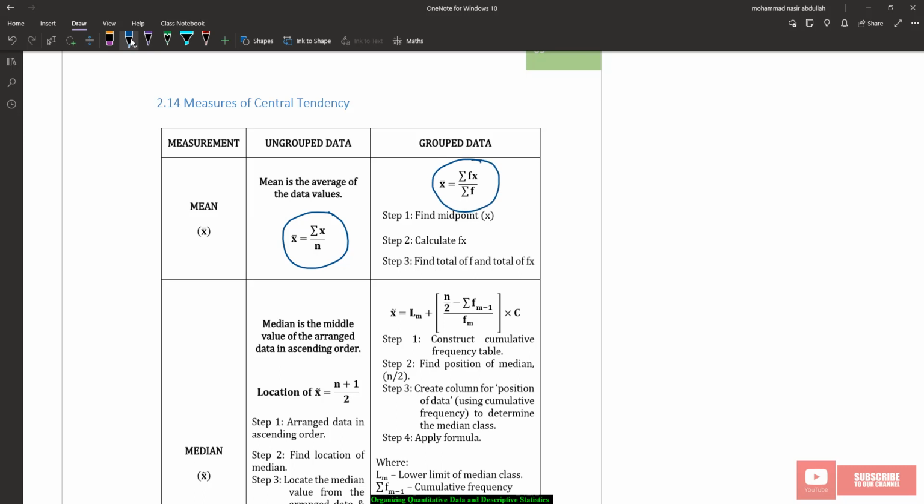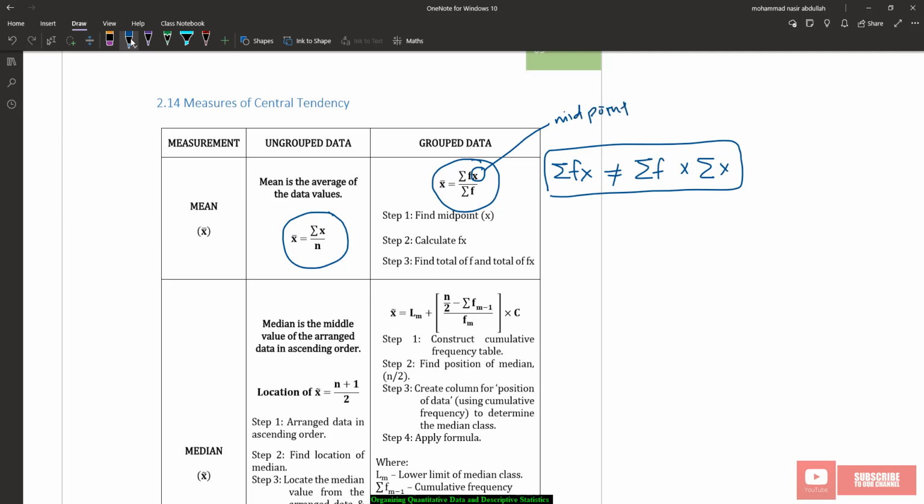F means frequency, right? Summation of fx divided by summation of f. And you need to remember, summation of fx is not equal to summation of f multiplied with summation of x. It's not the same formula, right? So summation of fx means that you need to multiply frequency and the midpoint, and x here will represent the midpoint of the frequency table.